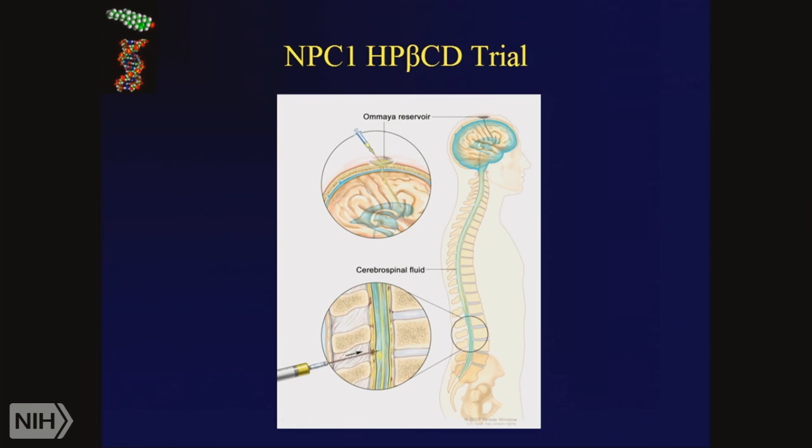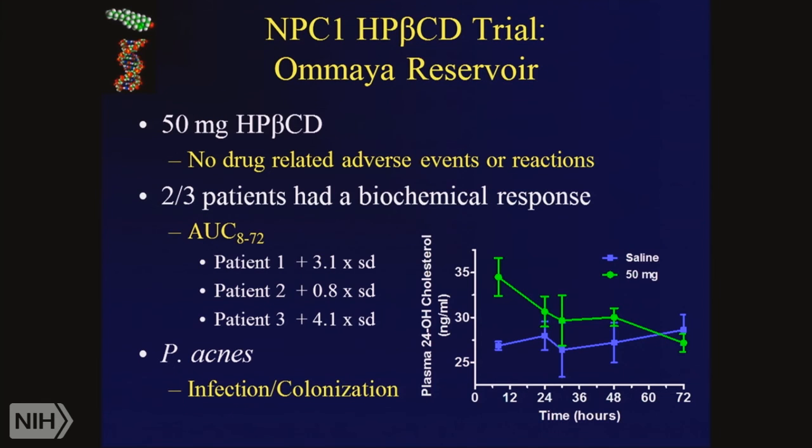So the initial approach that we used was what's called an Ommaya reservoir. An Ommaya reservoir is basically a small reservoir or bubble that sits under the skin on the skull and has a small catheter that enters the ventricular system. Ommaya reservoirs were actually invented at the NIH in the 1960s, so it's not new technology. And it was used to treat central nervous system infection, fungal infections, because fungal drugs can't get in, and then central nervous system tumors. So that was our first approach.